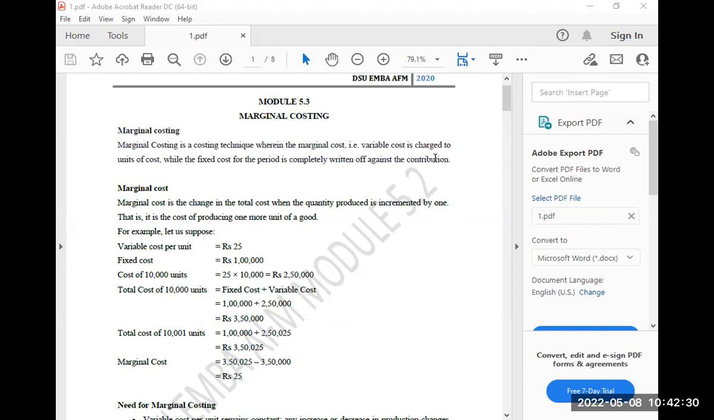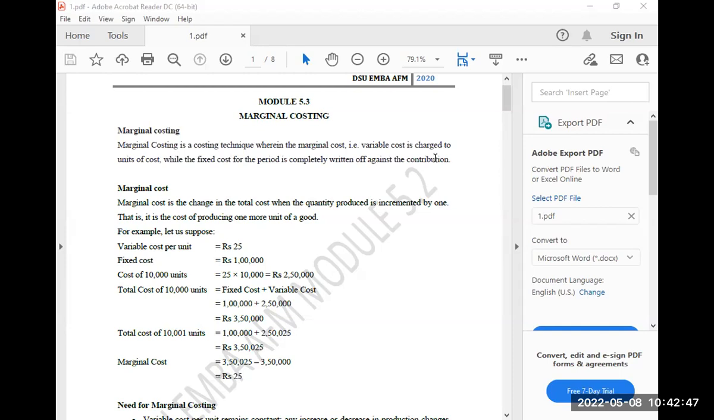Suppose that building is going to be used by you for the next 100 years. The cost of the building for 1 year is 1 crore divided by 100. That will be added to the expenditure, to be subtracted from income to find out the profit.